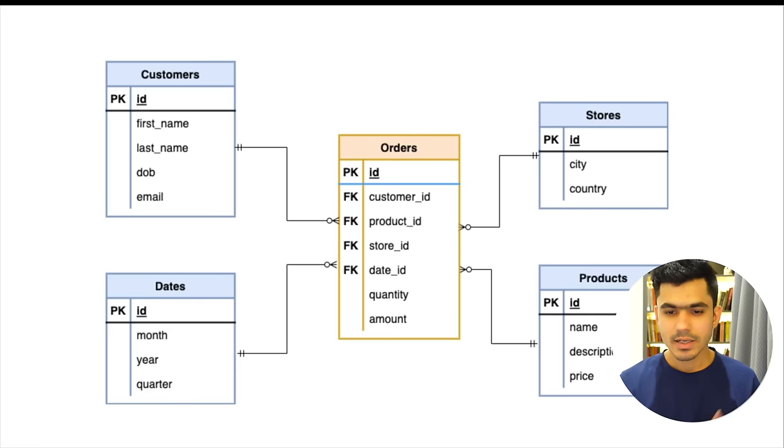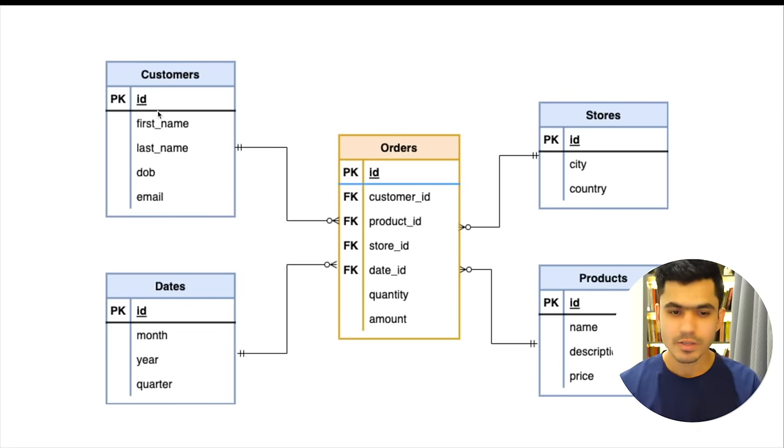Let's understand this with an example so that you get a better understanding. The order table will have all of the factual information. As you can see, it has first the order ID, which is the primary key. After that, we have the foreign keys, which connect to all of the different dimension tables. Then we have some columns, such as quantity and amount. These are the factual columns, the transactional or quantitative attributes that keep changing. The amount and the quantity of any order will keep changing. And then we have the dimension tables, such as customers.